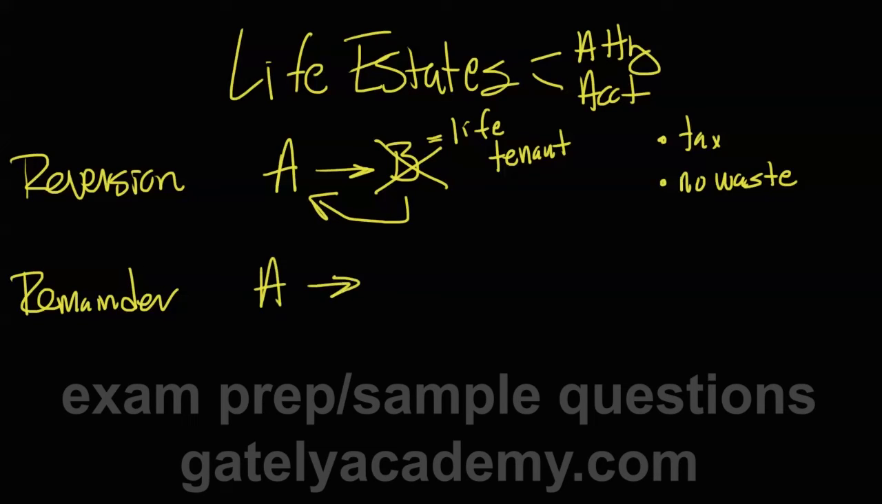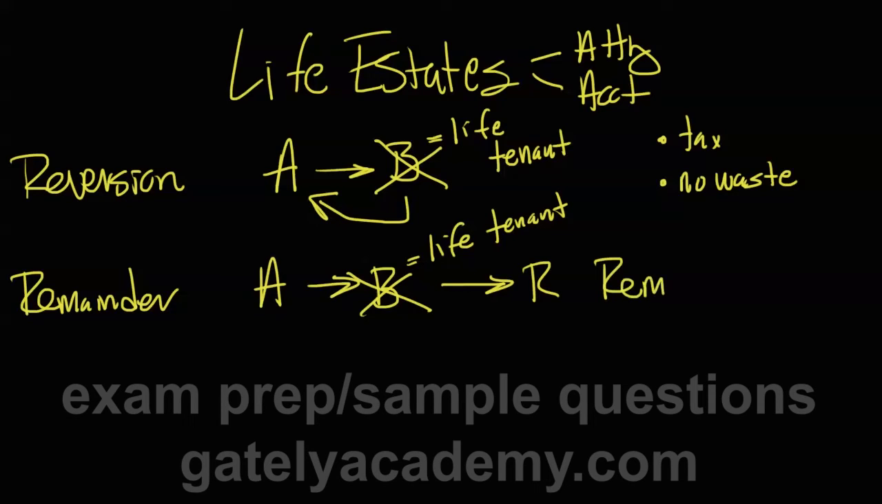Person A grants a life estate to person B, who's the life tenant. Highly likely you've got to have some type of scenario where you're going to have to identify the life tenant. And once again, they have to pay the taxes and they cannot commit waste. When person B passes along, the estate automatically then moves over to another person. Let's just call them R. Person R, also probably a relative.